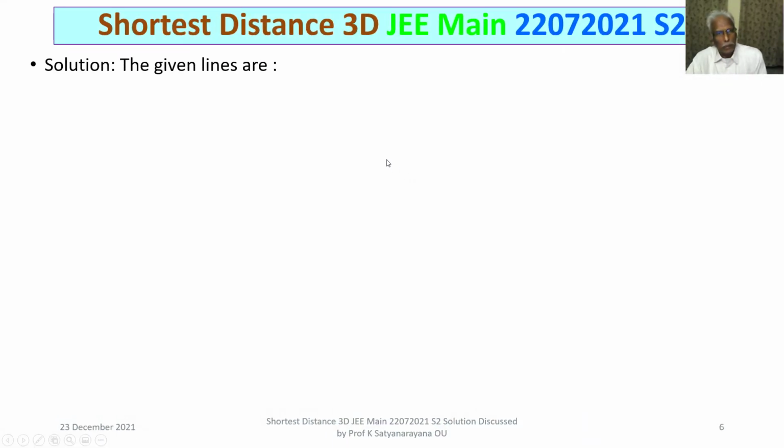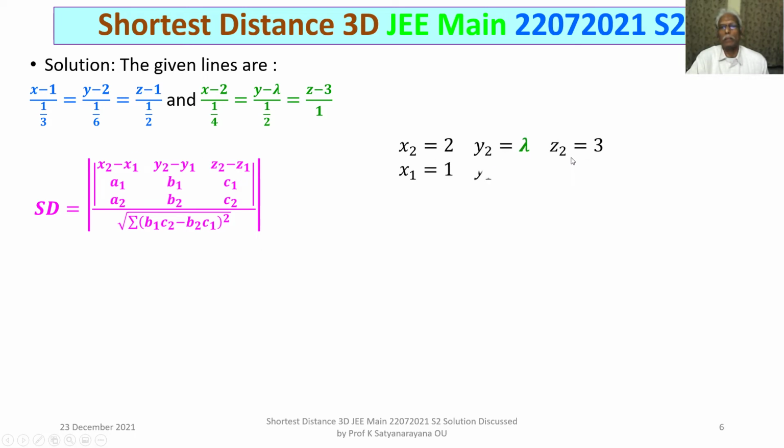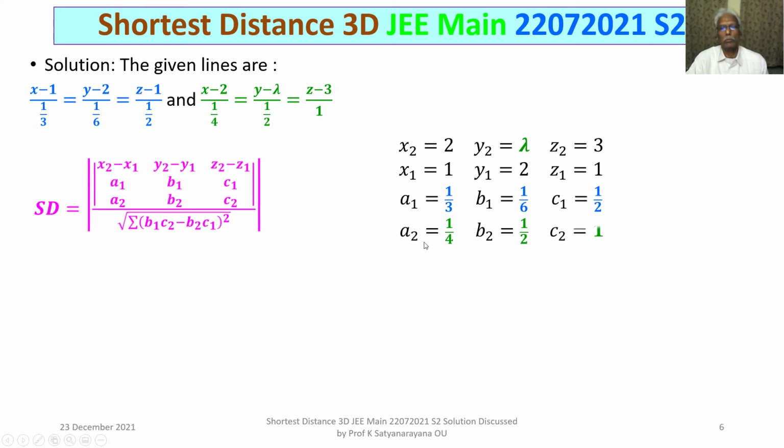Now we have the given lines in the standard normal form, and we have the shortest distance formula. We have x2 is 2, y2 is lambda, z2 is 3, x1 is 1, y1 is 2, z1 is 1, and a1 is 1 by 3, b1 is 1 by 6, c1 is 1 by 2, a2 is 1 by 4, b2 is 1 by 2, c2 is equal to 1.